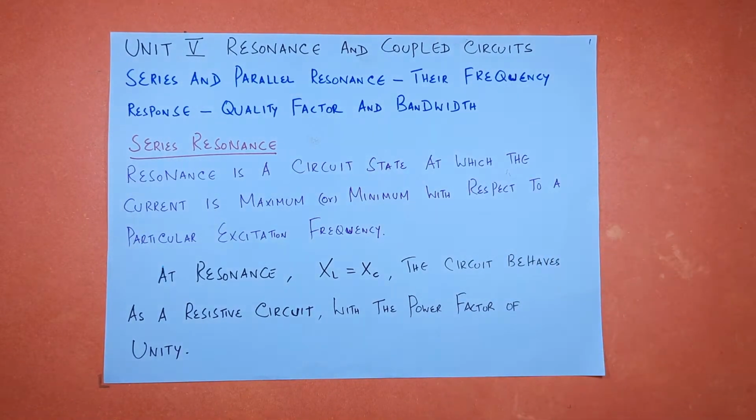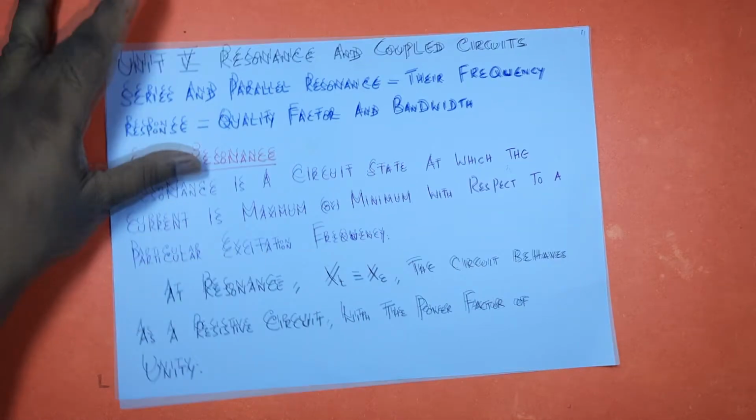First, we shall deal with series resonance. What is a resonance? Resonance is a circuit state or a circuit condition at which the current is maximum or minimum with respect to a particular excitation frequency. At resonance, inductive reactance equals capacitive reactance. The circuit behaves as a resistive circuit with the power factor of unity.